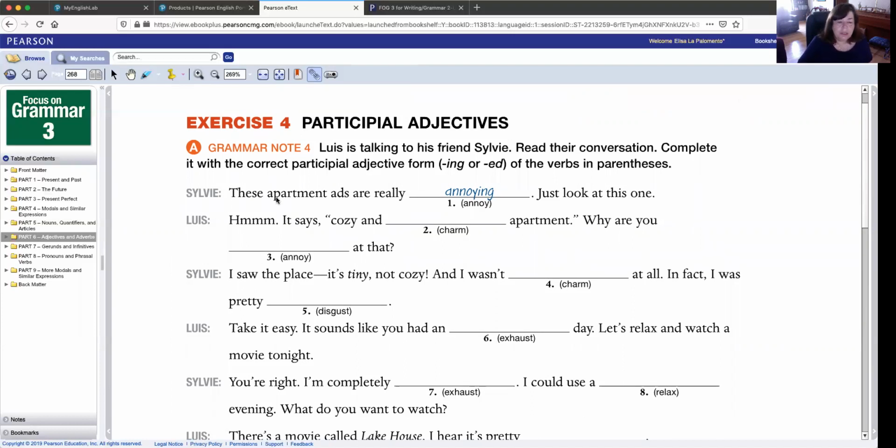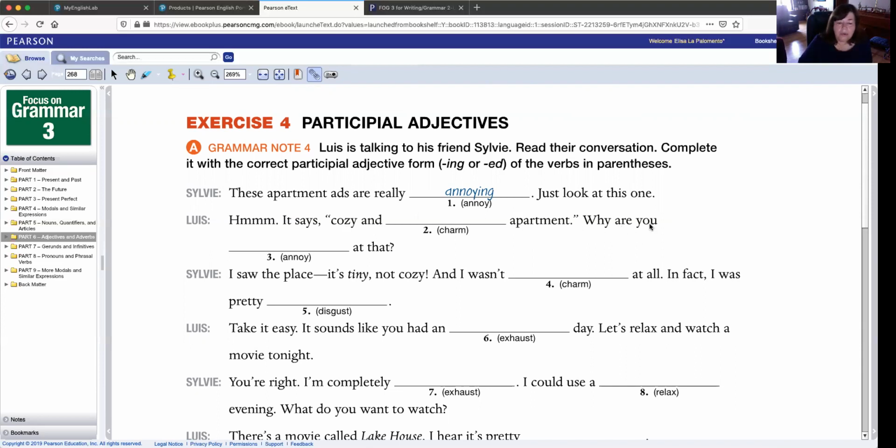So let's look at the first one. These apartment ads are really annoying, you notice the ing, because the ads are causing someone to feel this way. It's making them feel annoyed, so the ads are annoying. Let's go to the next one. It says cozy and, now under here you have the word charm. Cozy and charming apartment. You need to put the ing here because the apartment is going to make you feel charmed. It's going to make you feel attracted to it, almost in a magical way.